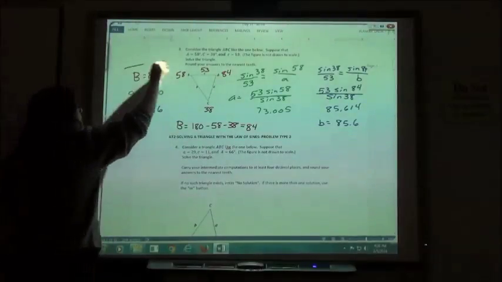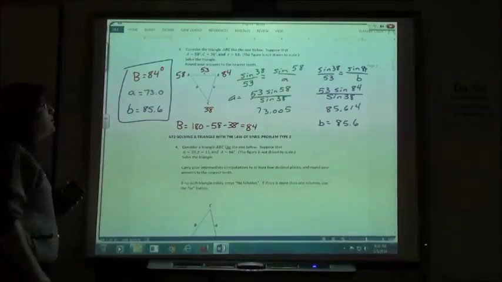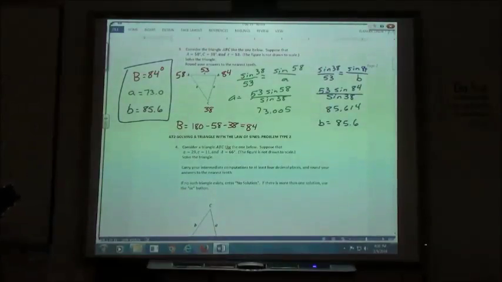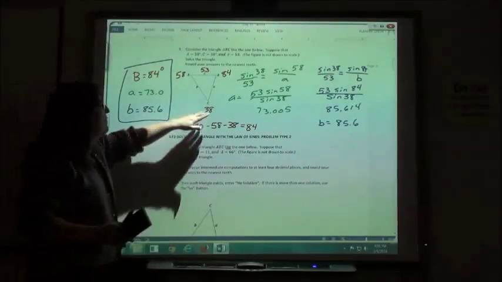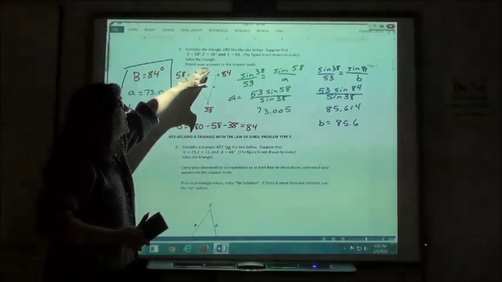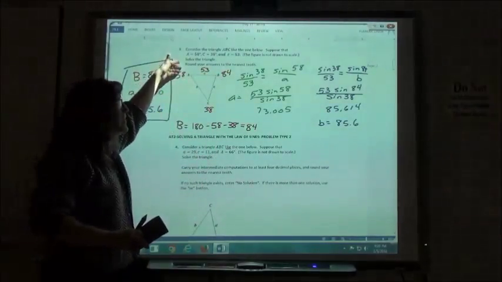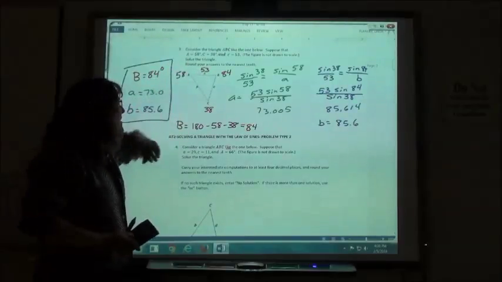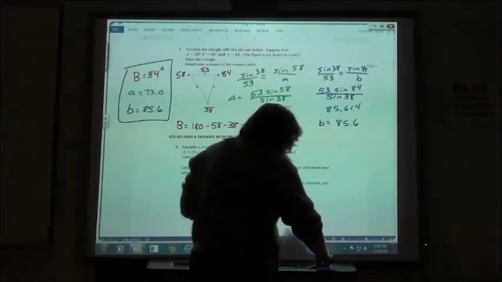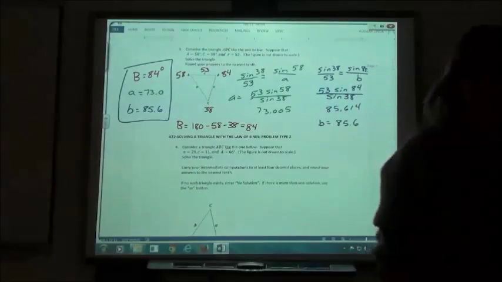And now I found my missing information for my triangle. So law of sines, the sine of the angle over the opposite side equals the sine of my angle over the opposite side equals the sine of my angle over the opposite side.